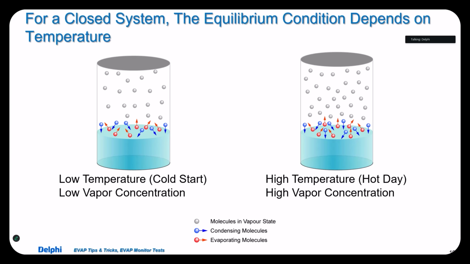So we don't want to test it cold, we don't want to test it hot. That's why I said most EVAP vacuum decay systems begin somewhere between 140 and 170 degrees Fahrenheit.